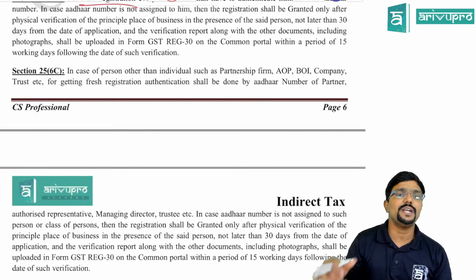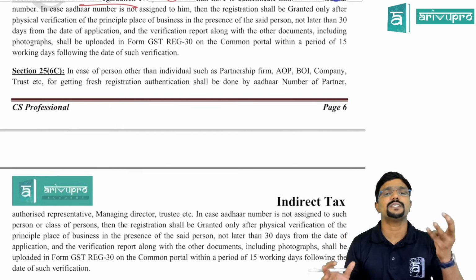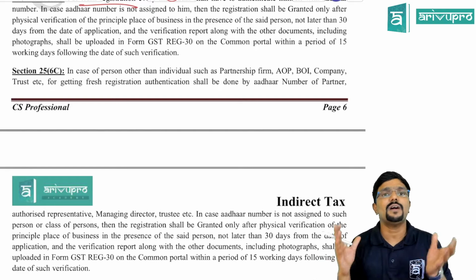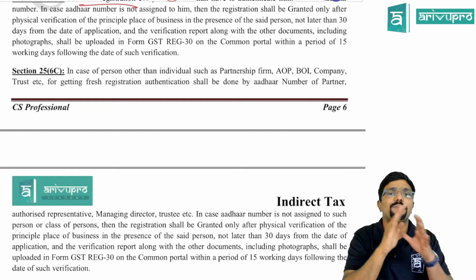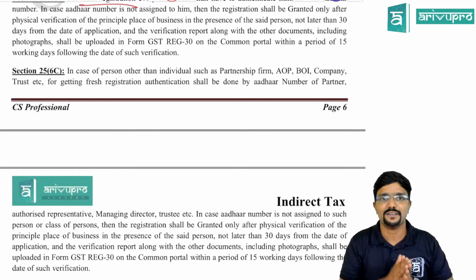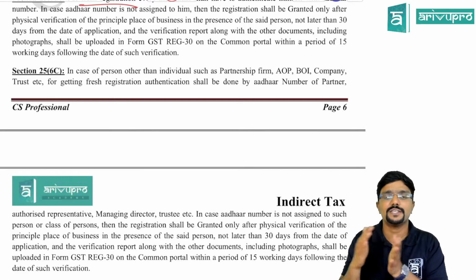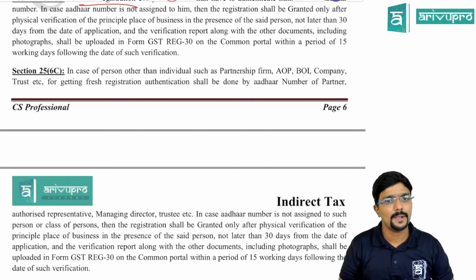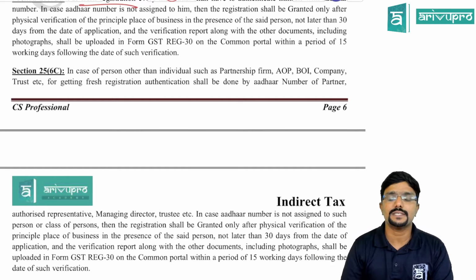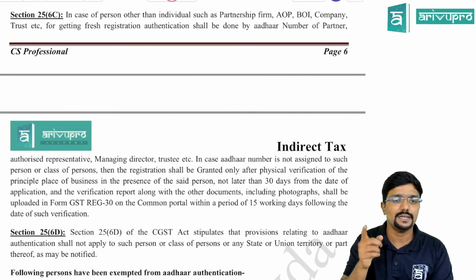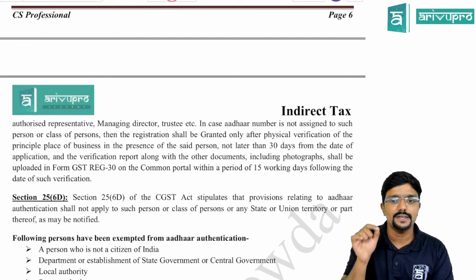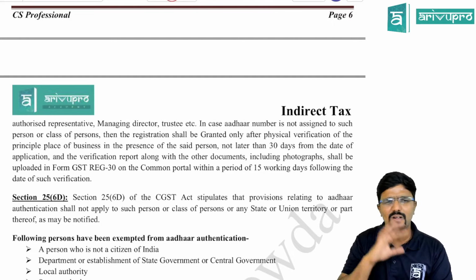Then section 25 subsection 6C is telling, in case of a person other than individual, like business entities, partnership firm, company, trust and all, then they will not have Aadhaar number. Whose Aadhaar number they will give? Any person who is the face of that entity, like for a partnership firm, partner, for a company, managing director, for a trust, trustee, like that, or for association of persons or body of individuals, their members. In case of a person other than individual, such as partnership firm, AOP, BOI, company, trust, etc., for getting fresh registration, authentication shall be done by Aadhaar number of a partner, authorized representative, managing director, trustee, etc. All this was already there.